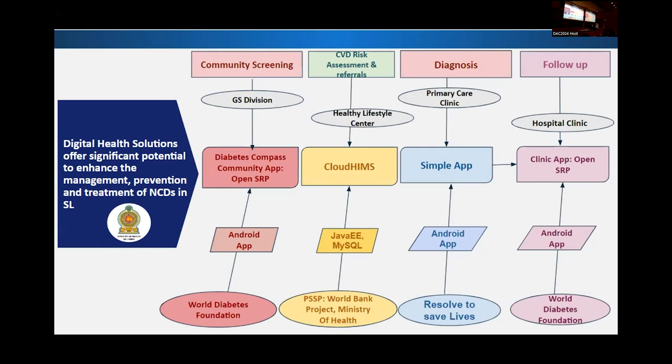So they have selected a single district in the country, which is called Kalutara, and they are mobilizing the staff in the GS divisions to go to the community with an app and then screen people for diabetes and hypertension. And if they are found to be not screened earlier or having high risks, then they get referred to something called healthy lifestyle centers. These are small clinics set up in the primary healthcare units of the country.